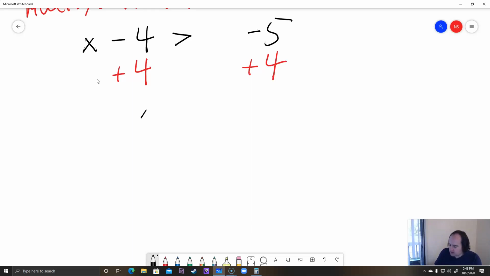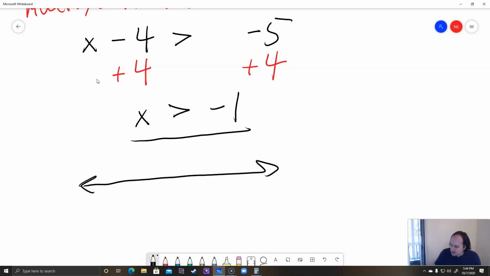So on the left side, now we're just going to have x. And then on the right side, negative 5 plus 4 is negative 1. Okay, so we get x is greater than negative 1. And now the inequality is solved. This is considered solved, so I'll underline it. And once you have it in this format, then it's just the same as the earlier problems. So now they want us to graph it.